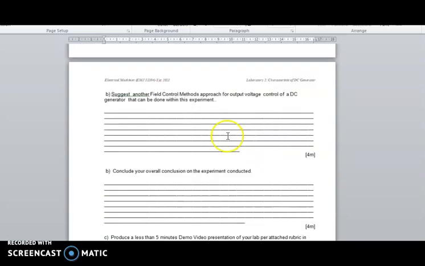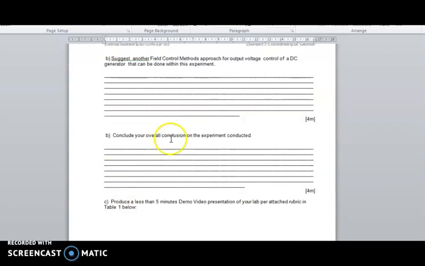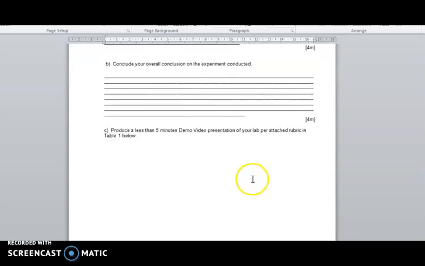Okay. Then suggest another field control, other than those two kinds of control. How we want to control the output voltage of the DC generator. Then conclude. Means that you suggest and discuss. Then conclude your overall discussion of this experiment. And that's for your lab report.